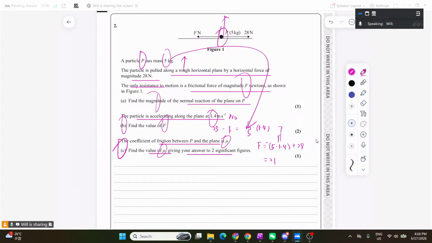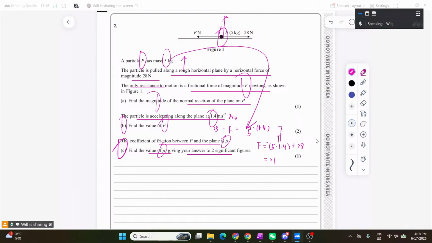How to find the friction? You've got the coefficient mu. No problem. Yeah, mu times 5g.